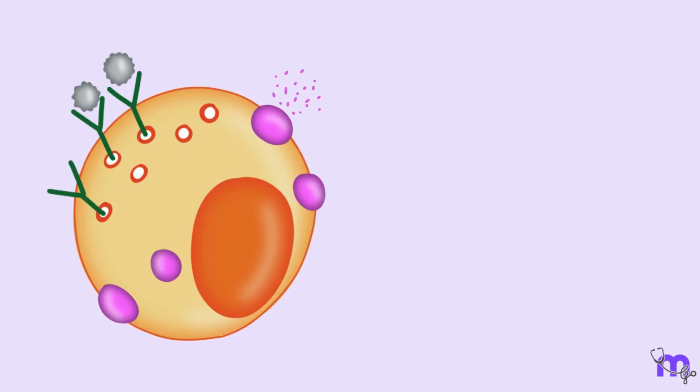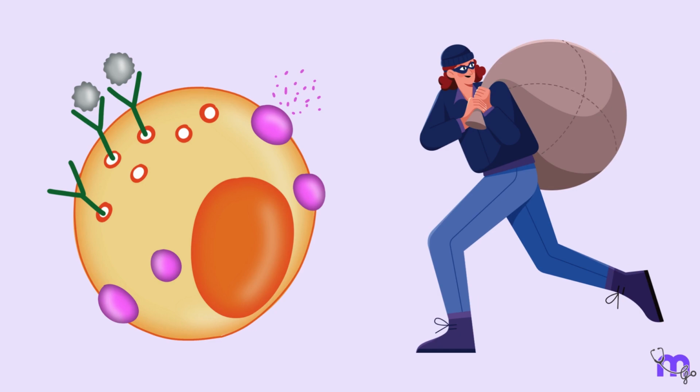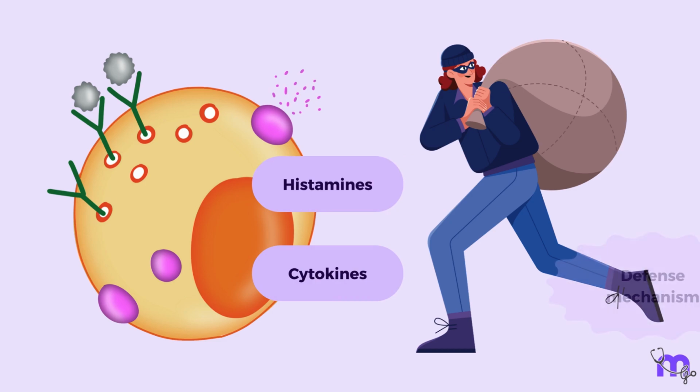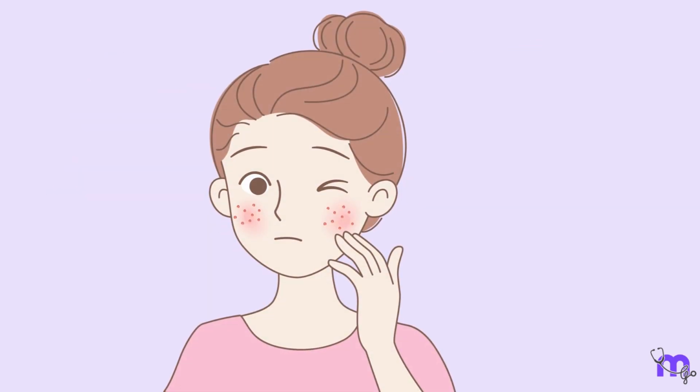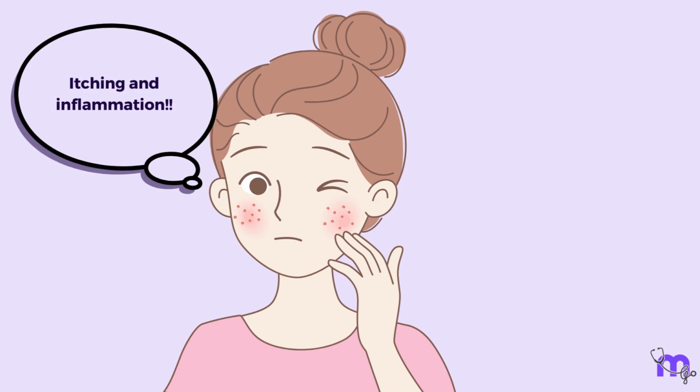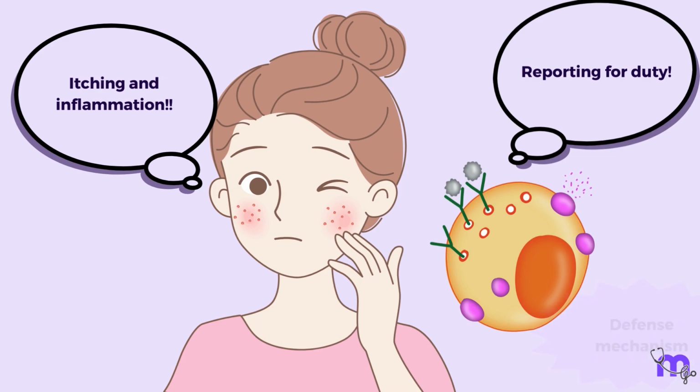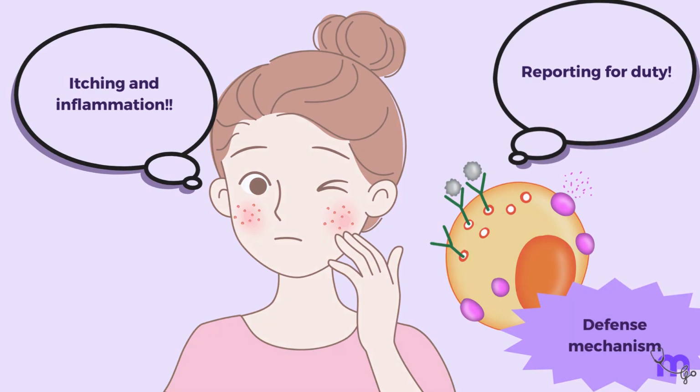These cells are always on the lookout for invaders like parasites or allergens. Once they detect an intruder, they release a flurry of chemicals like histamine and cytokines to combat them. This reaction may cause some unpleasant symptoms like inflammation or itching. But it's all part of the mast cell's defense mechanism.